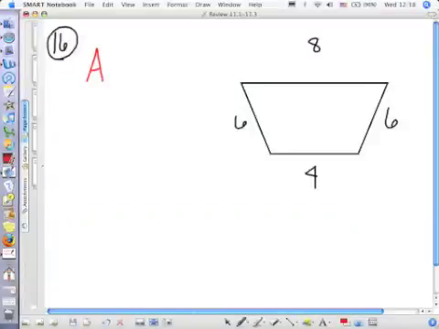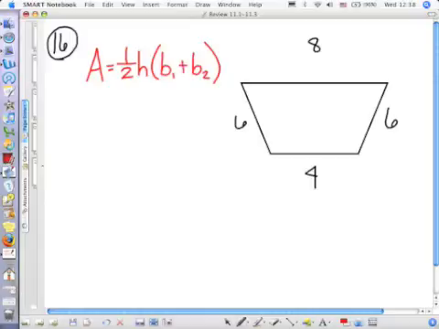So we start with our formula. I know my two bases, but again, I don't know my height. Now, conveniently, this is an isosceles trapezoid. Why is that convenient? Because it makes the sides congruent. That means I know this is 2, and this is 2.